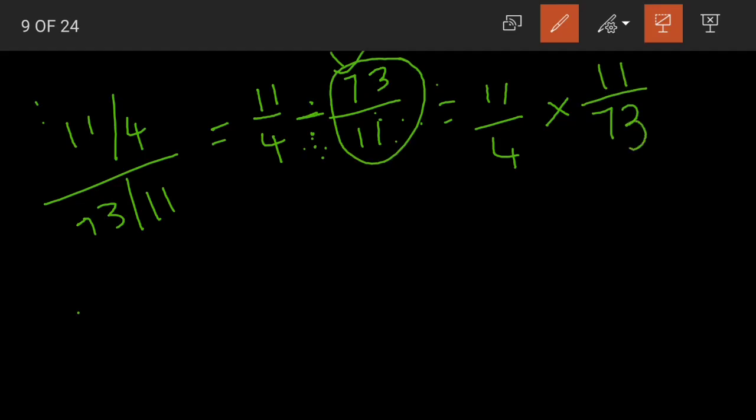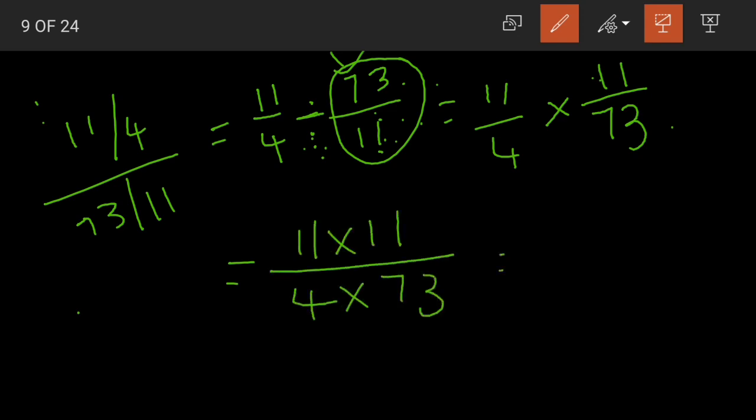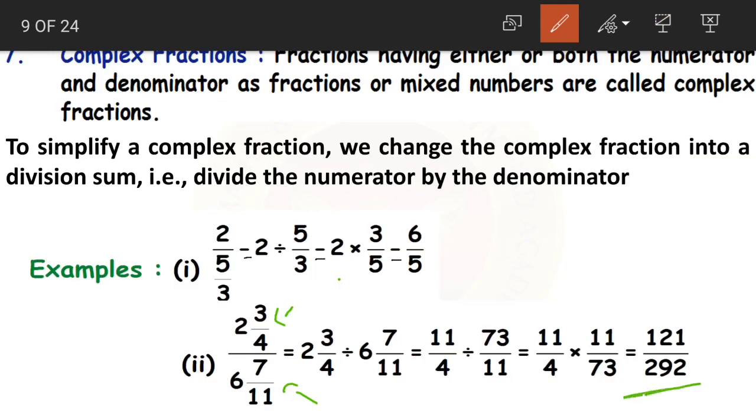Am I right, students? Yes, the denominator 11 became the numerator 11 here, and the numerator 73 became the denominator 73. Now how do we solve this? First multiply the numerators, divided by multiply the denominators. 11 11s are 121. 73 4s are 4 3s are 12, 4 7s are 28, 29. So 121 by 292. Yes, students, 121 by 292 is our answer. Now this complex fraction turned into a simple fraction, which is 121 by 292.